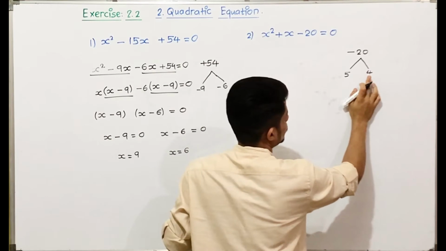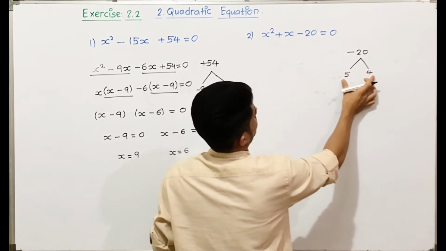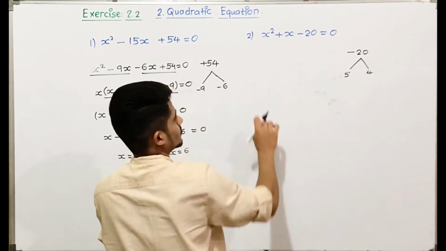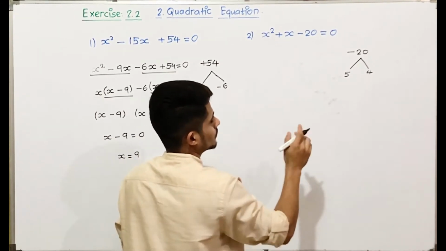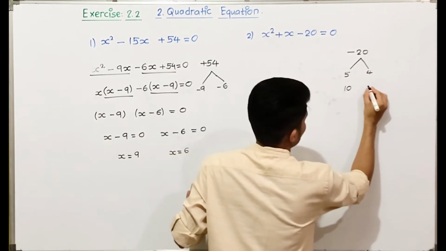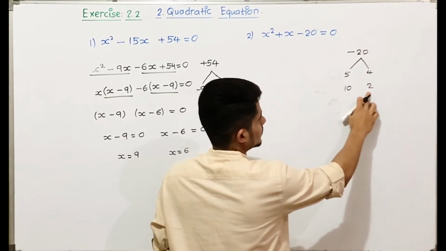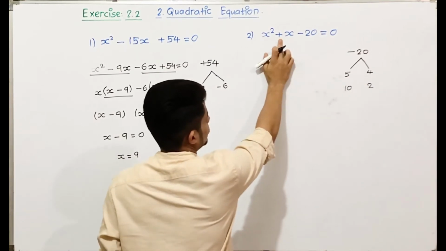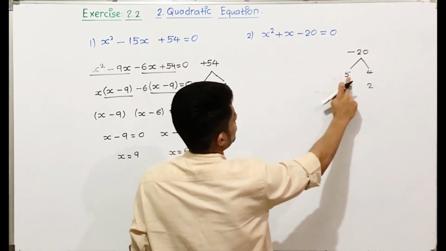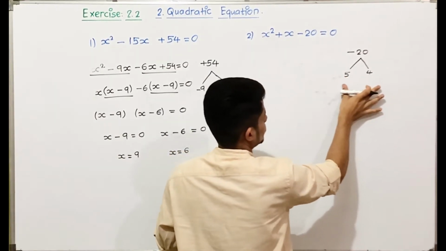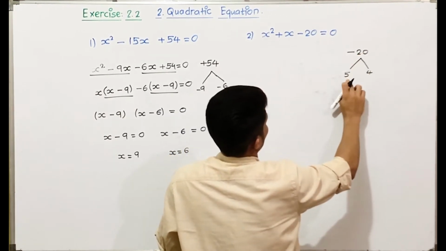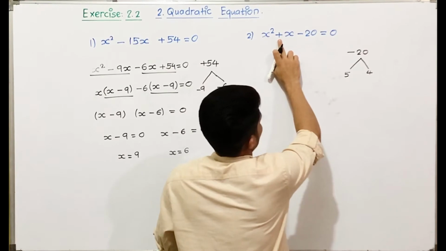5 fours are 20 and 5 minus 4 is 1. If you see 10, 2: 10 into 2 is 20, but 10 minus 2 is not equal to 1. So we'll take 5 and 4. That is, 5 into 4 is 20 and 5 minus 4 is 1.